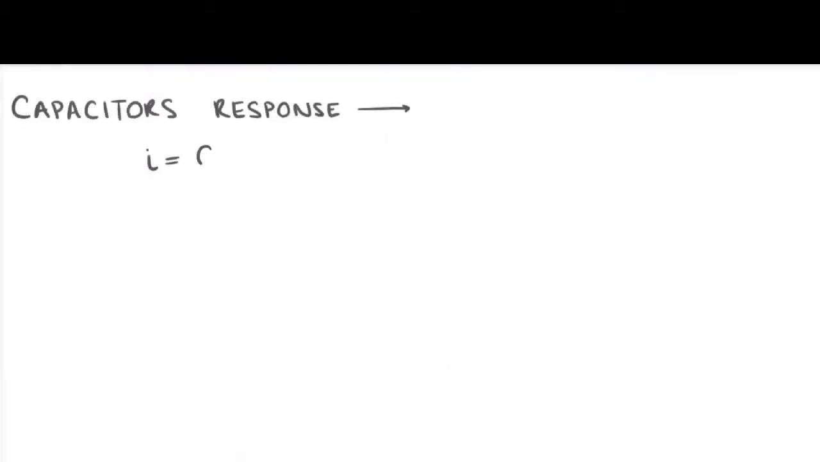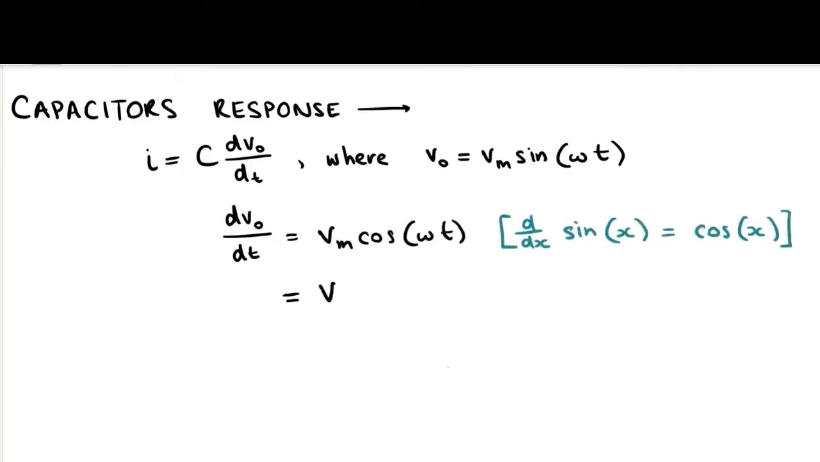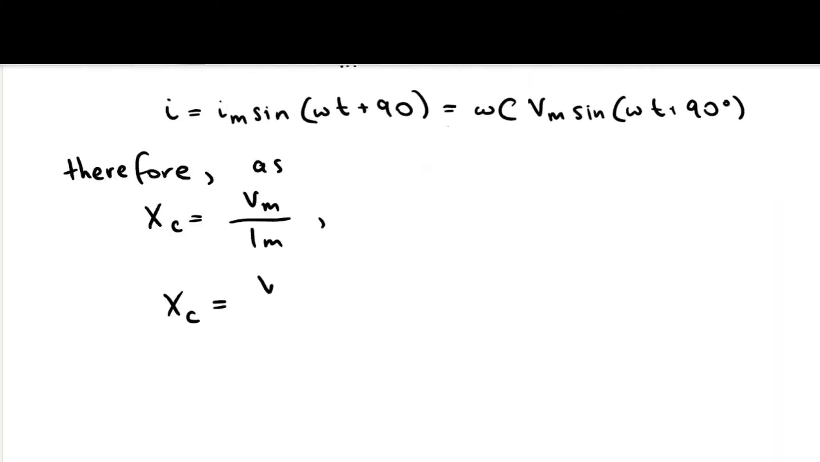To see where the equations for calculating reactance come from, for a capacitor's response, we differentiate the current equation where V equals Vmax sine omega t, giving us the equivalent cosine function. This is why the voltage and current equations are out of phase by exactly 90 degrees. Applying these two equations to Ohm's law, we have the following expression.